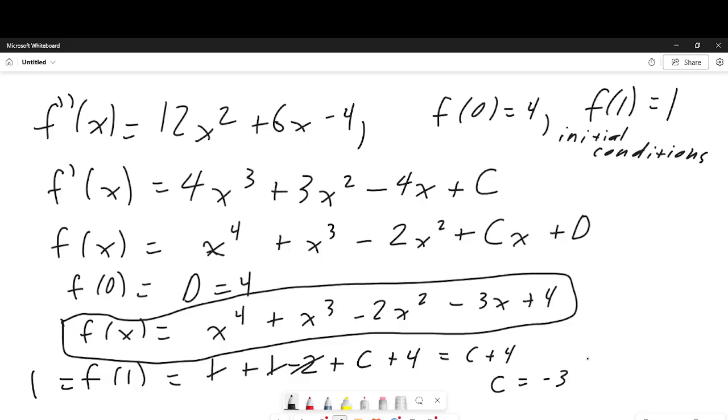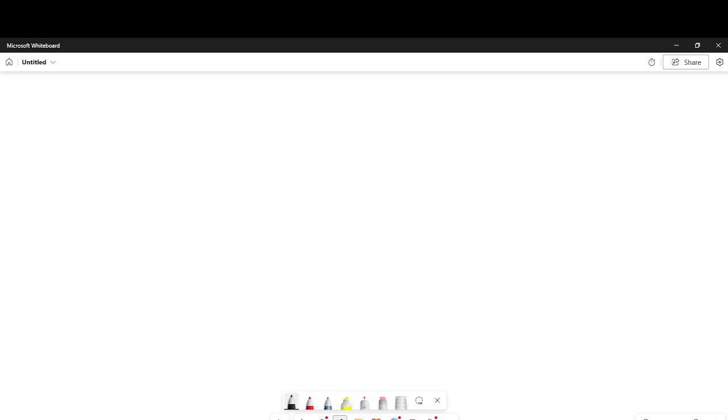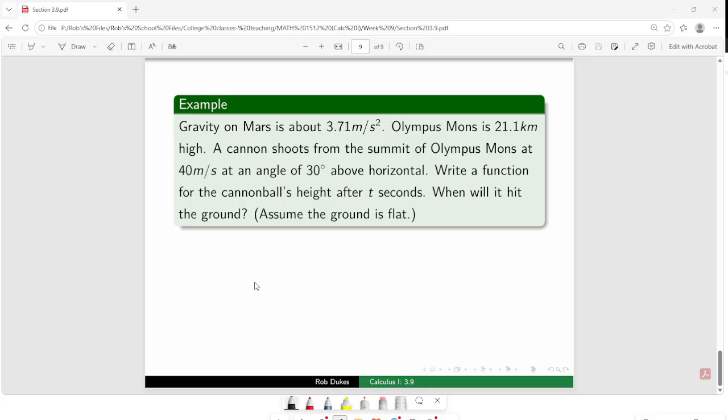All right, so let's do one last problem. And it's this problem about Mars. Gravity on Mars is about 3.71 meters per second squared. I looked this up. Olympus Mons, the tallest mountain in the solar system, is 21.1 kilometers. So let's say we have a cannon shoot from the summit of Olympus Mons at 40 meters per second, an angle of 30 degrees above the horizontal. So write a function for the cannonball's height after t seconds and figure out when it hits the ground.